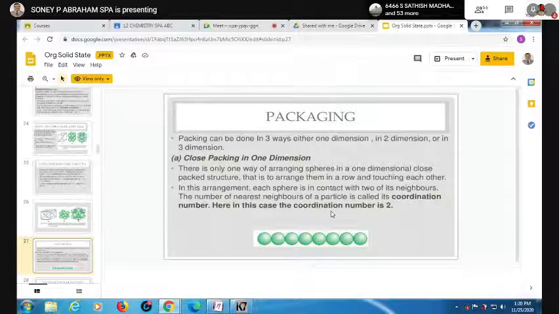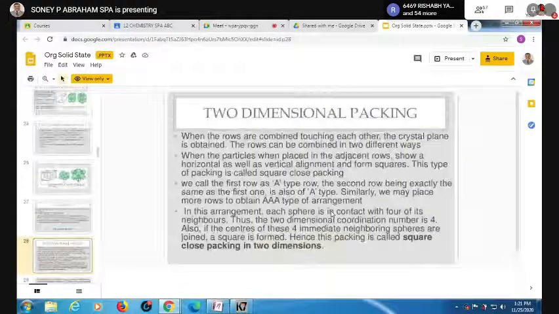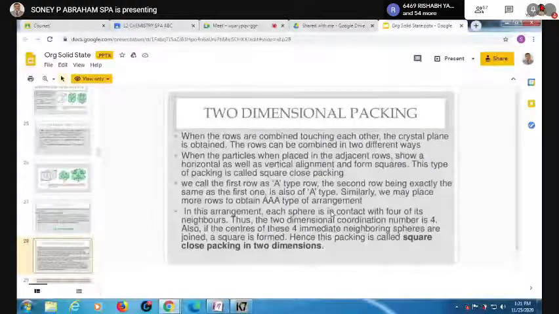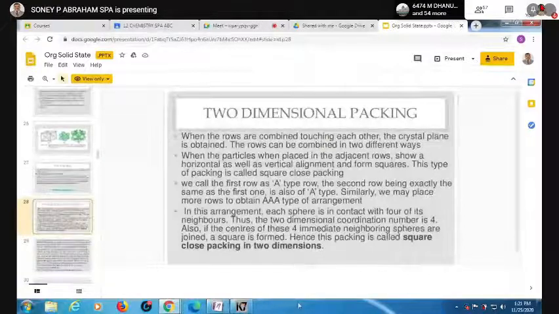Now, when you are arranging in 2 dimensions, how will you arrange this? A number of rows can be brought together. You are given a number of rows, and we have to arrange these rows together. There are 2 possible ways in which we can arrange the rows given to you. What are the 2 possibilities? Square and hexagonal.